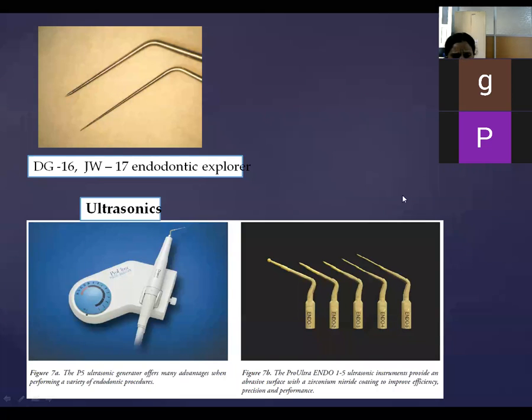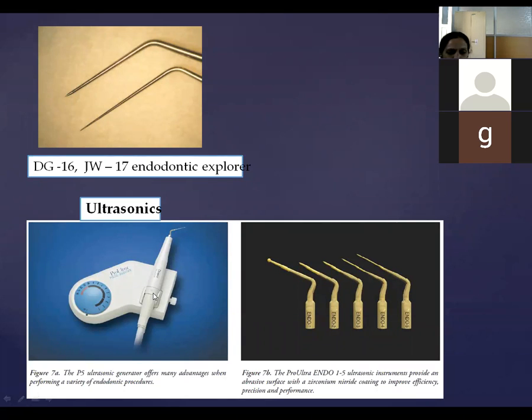Whenever the canals are calcified and the orifices are blocked, in that case we use these tips. These are ultrasonic endodontic tips, which are used with this type of ultrasonic instrument to remove the pulp stone, to remove the calcification over the canal orifices, and to remove the secondary calcification from the pulp chamber.